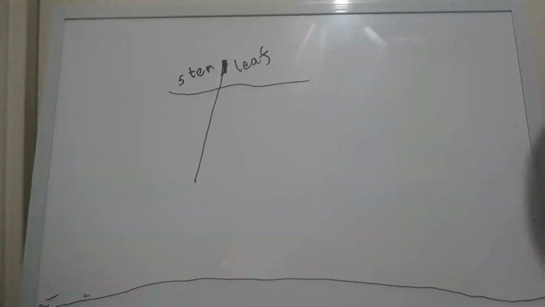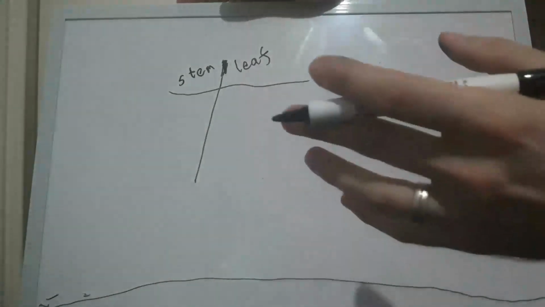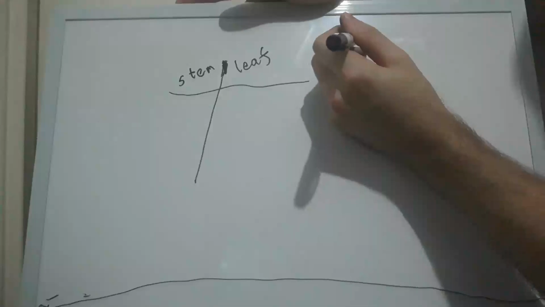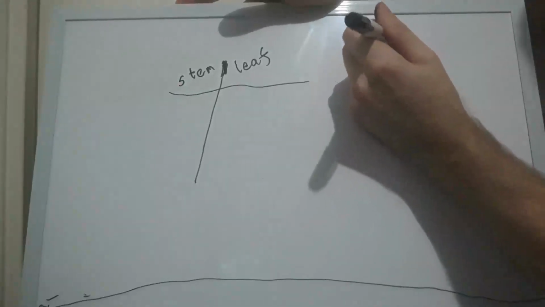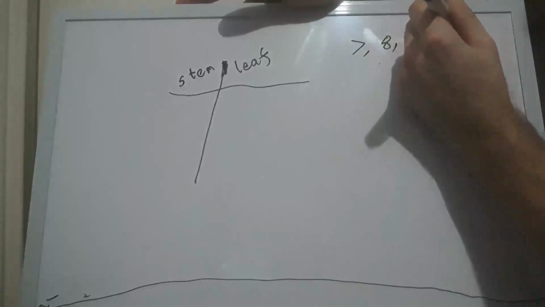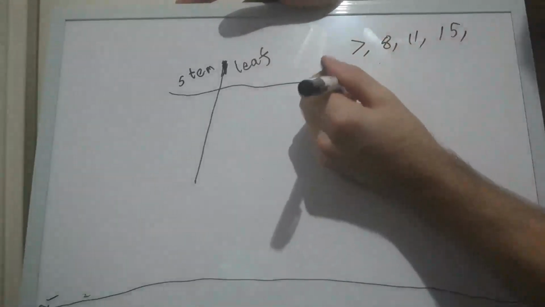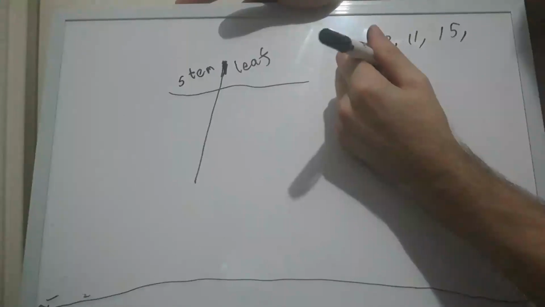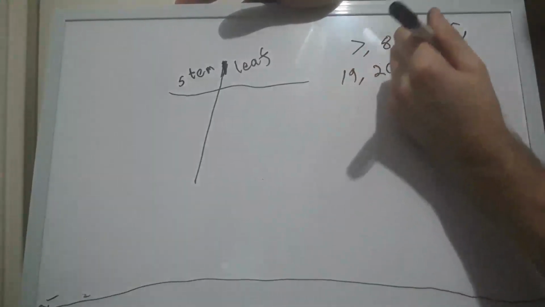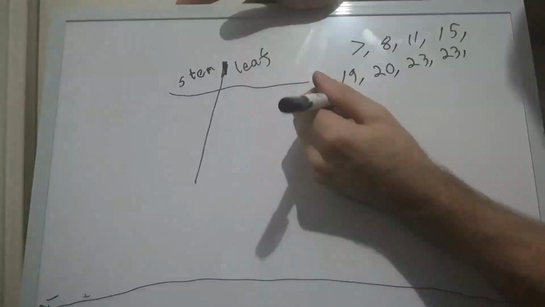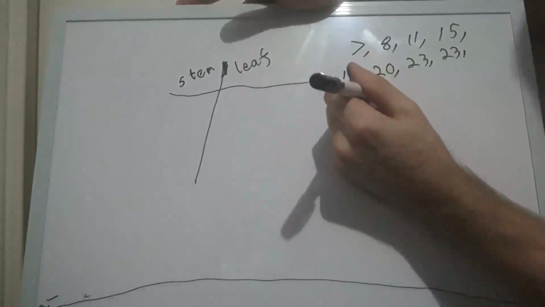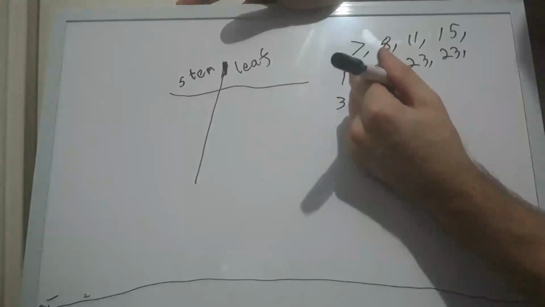Anyway, so we'll start with, I'll give you a data set. So let's suppose we have, I'll write these numbers in order just to make it a little easier to see. So let's say we have, again, what's the starter representing? I don't know. But we'll just put some numbers in. So let's say we have 7, 8, 11, 15, 19, 20, 23, 23, 31, 36, and 47.